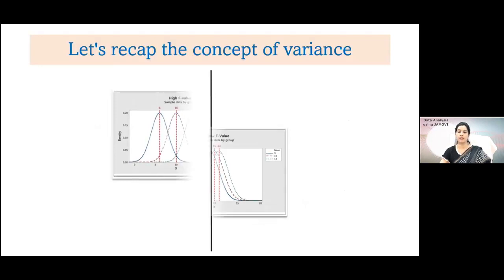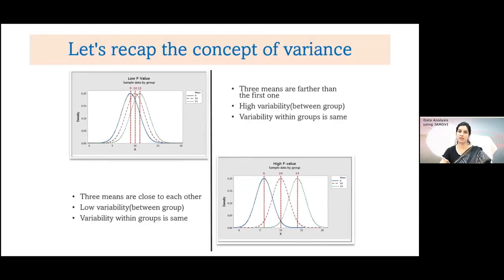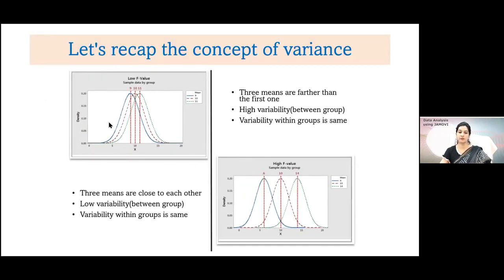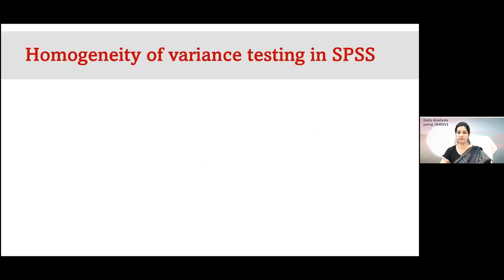So now again, let's understand the concept of variance with the graph. The same thing. If you see this, here you can see the 3 means are very close to each other. So that means there is a low variability between groups, and variability within groups is the same because the shape of the graph is almost the same. Here you can see that the three means are farther from each other. There is a high variability between groups, but variability within groups is the same.